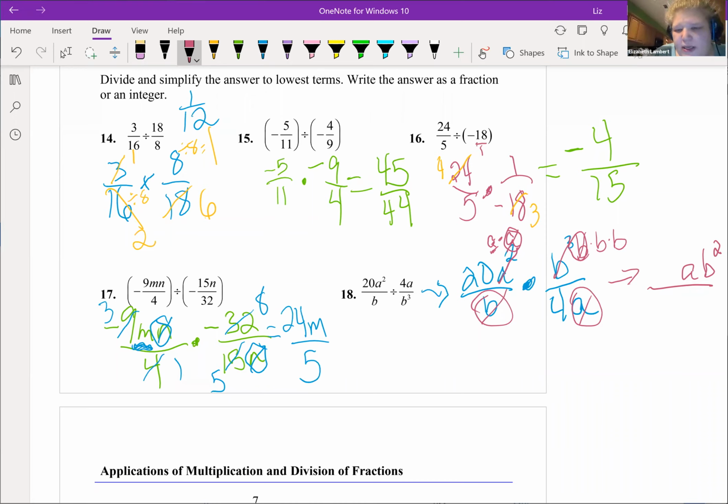And then I have 20 and 4. Well, 4 goes into 20 5 times. So there we go. So I wrote the fraction bar. Turns out we didn't even need it. So sometimes I'm like, oh, look, it was a box, not a fraction.